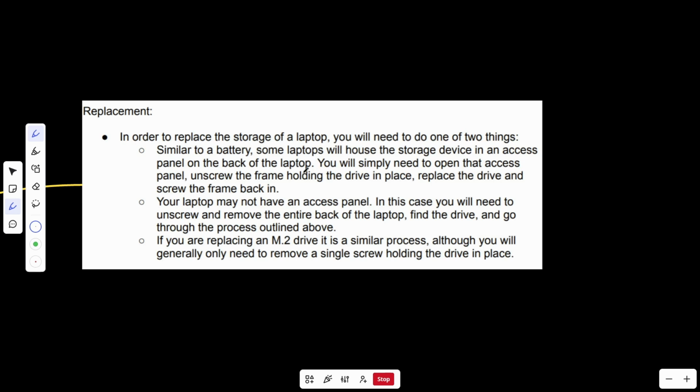It's very modular, right? However, your laptop may not, this is what I was trying to say before, may not have an access panel, in which case you'll need to unscrew and remove the entire back of the laptop, find the drive, go through the process outlined above.